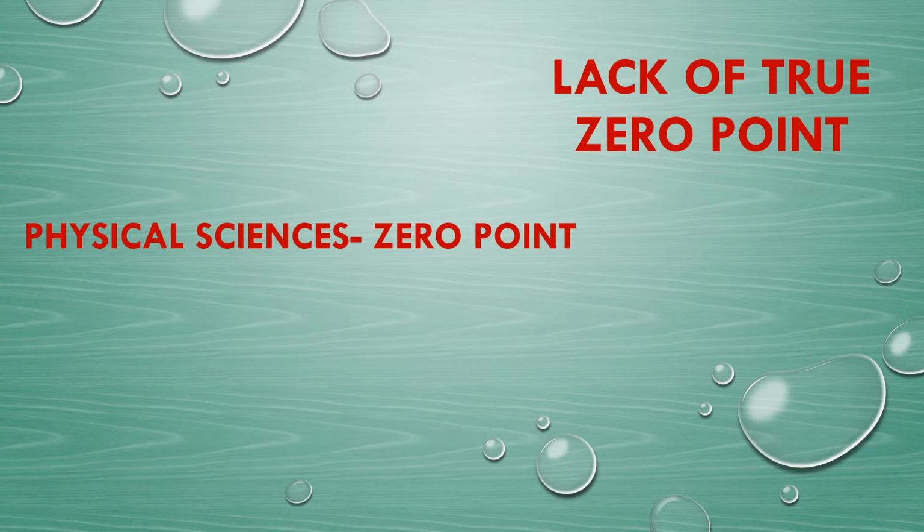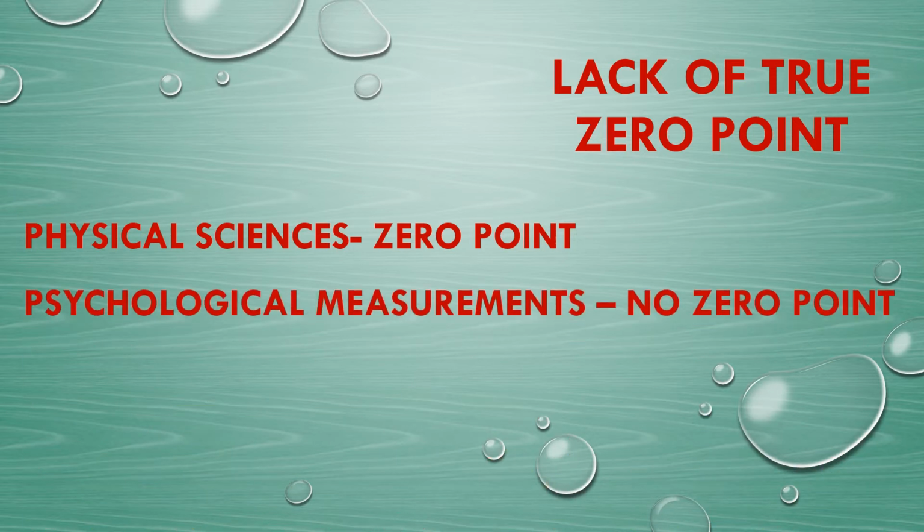But psychological measurements lack the availability of a true zero point. For example, we cannot say that a particular person has a zero value of intelligence because every person has some level of intelligence. And outward stimuli always impact human behavior to a certain extent. So we cannot say that a person's intelligence is zero.